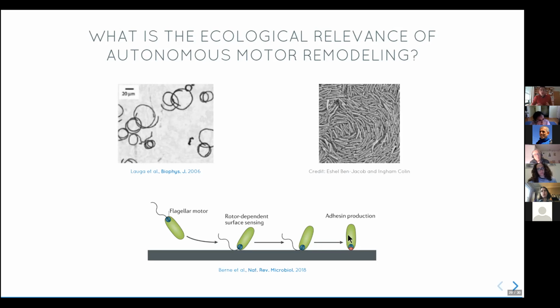And how does the cell know that it's on a surface? There's a lot of evidence pointing to the flagellar motor, that the increased load on the filament in the vicinity of a surface actually provides a signal to the cell that it is on a surface, that it should do something and maybe settle down.